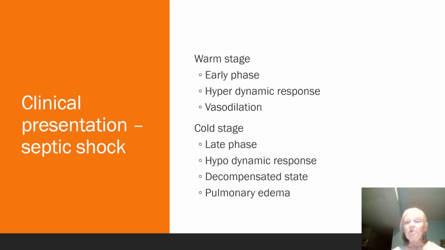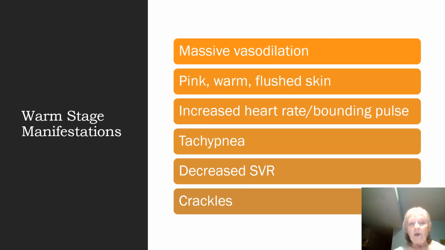So how do you present? The warm stage, early hyperdynamic response, vasodilation, cold stage, hypodynamic response. You've used up most of your compensatory mechanisms and you probably will end up with pulmonary edema. So the warm stage, massive vasodilation. You're warm, just like you are with neurogenic shock, you're warm. But this is not neurogenic shock because there's other things going on. There's your increased heart rate, bounding pulse, tachypnea, decreased systemic vascular resistance, crackles because of the released fluid. Remember, you can have pulmonary edema from this.